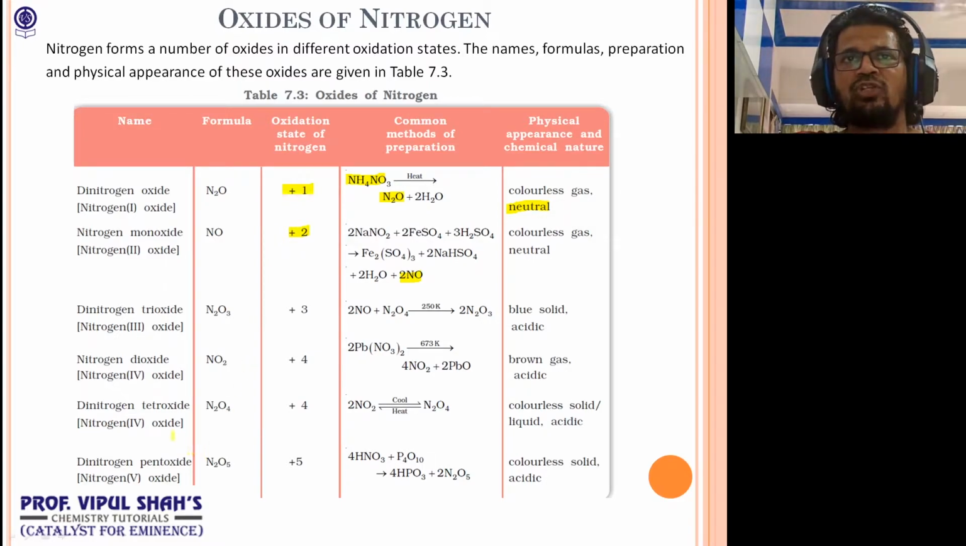Then comes N2O3, that's dinitrogen trioxide, when the nitrogen oxidation state is +3. This is when you react NO along with N2O4. N2O4 is 2 moles of NO2 combining to form a dimer. If you remember, in the previous video I had shown the structure. N2O4, dinitrogen tetroxide, that's a dimer of NO2. So when NO combines with N2O4 we get N2O3. That's a blue colored solid and it is an acidic oxide, reacting with water to give an acid, or with a base it will give salt and water.